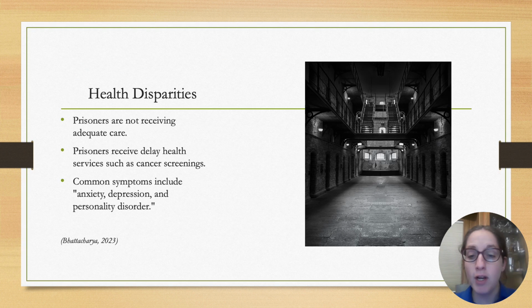For health disparities, we have prisoners not receiving adequate care, according to Bachara 2023. They are receiving delayed health services, including cancer screenings, and many of their common symptoms are anxiety, depression, and personality disorder, according to Bachara 2023. So here we have a photo of a jail.